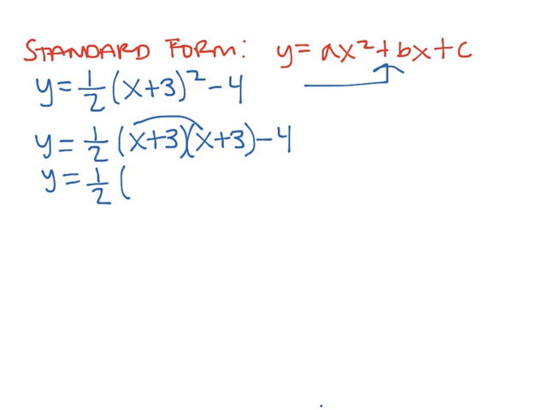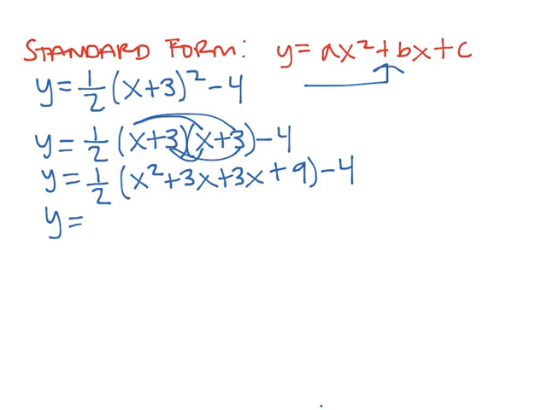So I have x times x is x squared. x times 3 is a 3x. 3 times x is 3x again. And 3 times 3 is 9. I still have that negative 4 out there. I'm now going to combine like terms before I distribute that 1/2, because I still want to work with smaller numbers. My like terms are the 3x's, I have 2 of them. So 3x plus 3x is 6x, and we still have our positive 9 and then our minus 4.